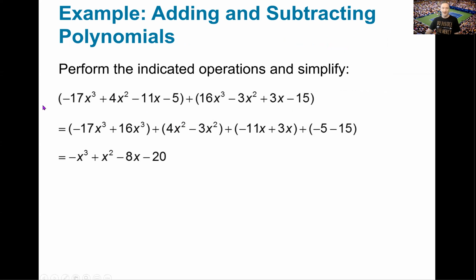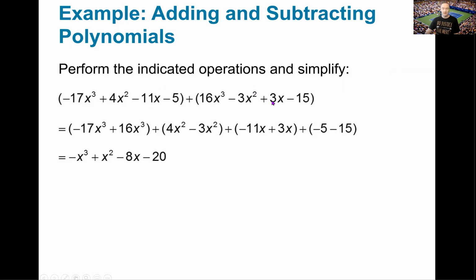Okay, so I gather the like terms. The negative 17x cubed plus 16x cubed. Now you do not have to show that out. You could have just said negative 17 plus 16 is going to be a negative 1x cubed. I then showed, which you don't have to show, but I showed where I collected the x squared terms. You'll have a 4x squared plus a negative 3x squared, or just minus 3x squared. 4 minus 3 is 1. We'll have a total of 1x squared.